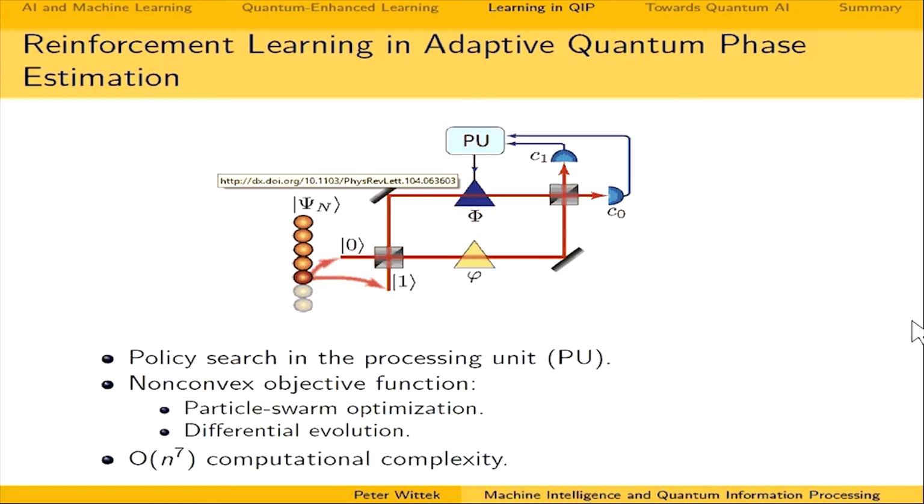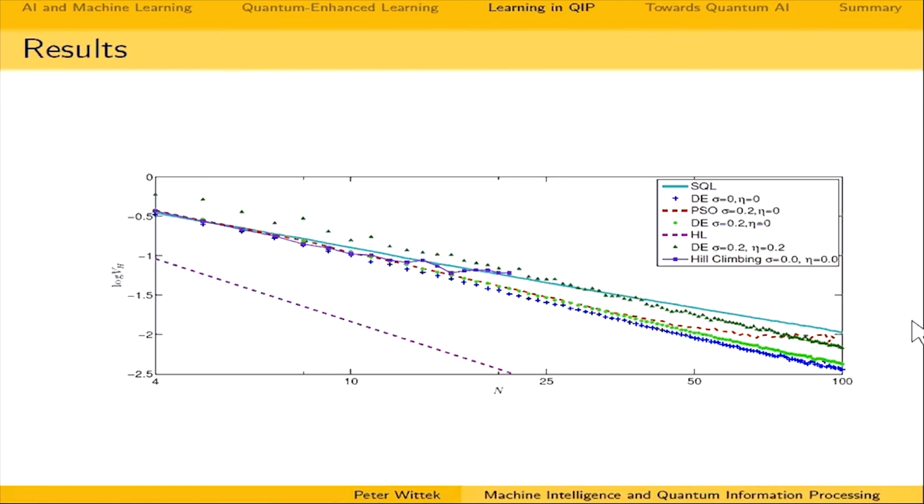Okay, I still have a little bit of time, so I don't have to rush so much. These are just very quick results. Maybe the curve that you have to look at here is this dotted purple line, which is the Heisenberg limit. We are super far from it.